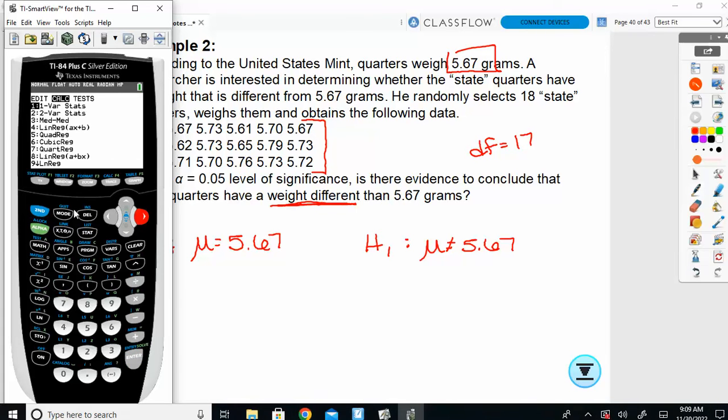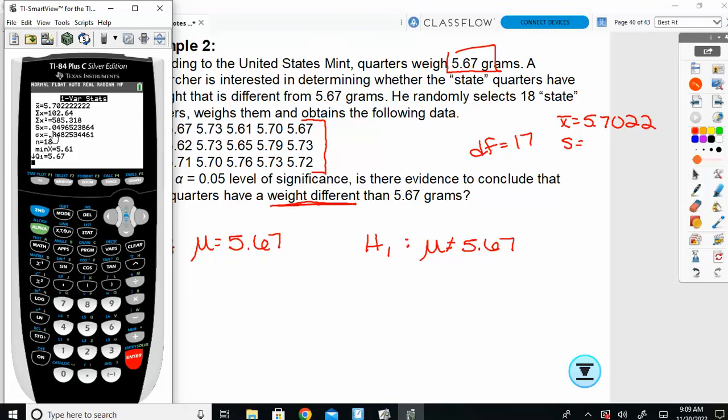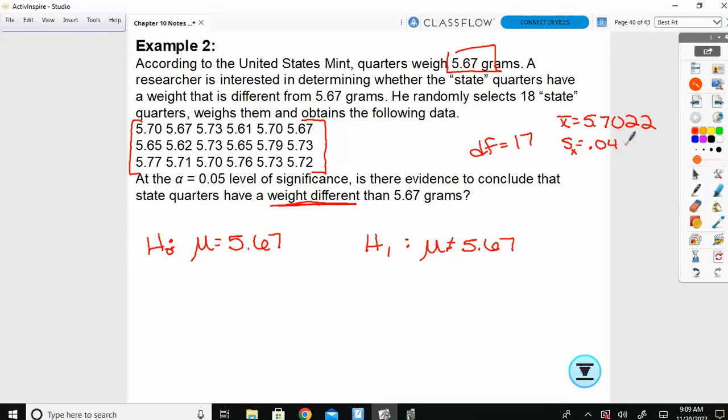Stat, calculate, one variable statistics. Your list should be L1, you shouldn't have anything in frequency list, and calculate. So when we do that, it tells us the mean is 5.7022. This is a sample, so the standard deviation is the S, 0.0497. Okay, so that's for this data, which in most of the problems you're given, this stuff will be given to you in the problem.